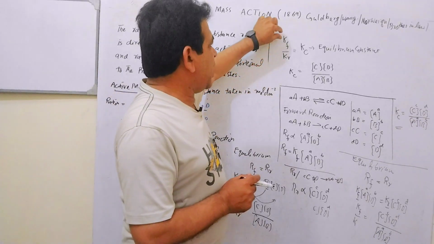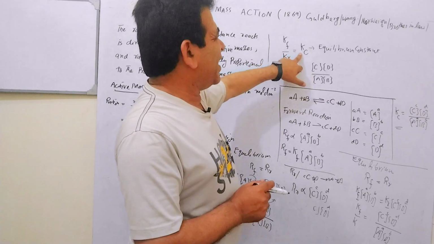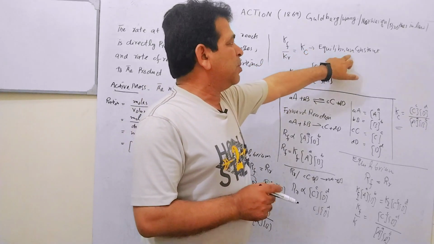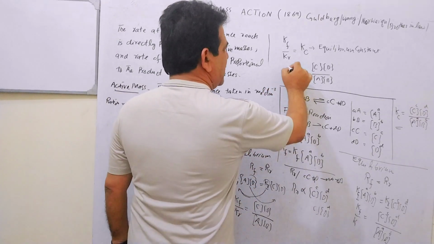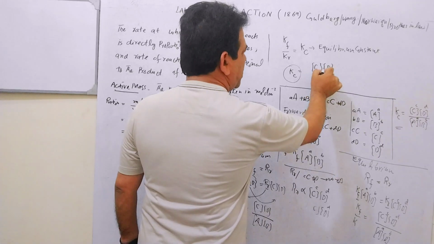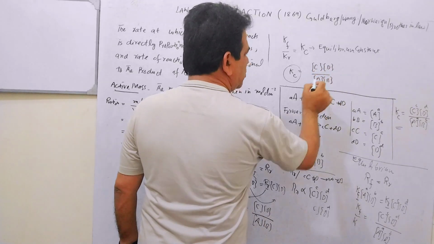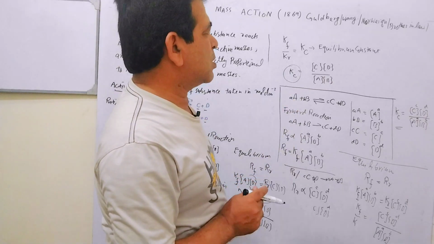As we know, Kf over Kr gives another constant, known as Kc, the equilibrium constant. Now we can write this expression as Kc is equal to [C] into [D] over [A] into [B]. Here Kc is the equilibrium constant.